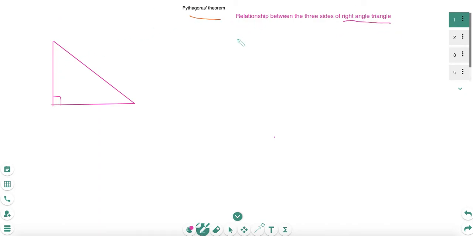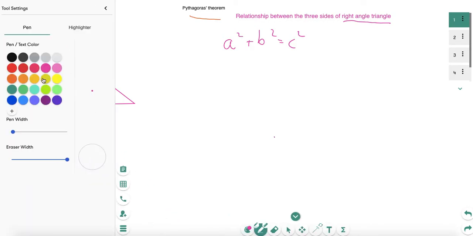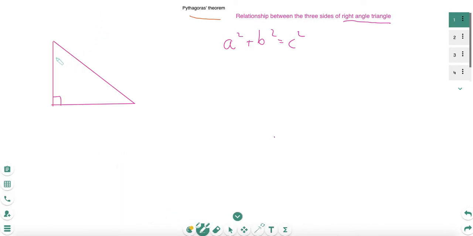And the theorem works like this. It's a squared plus b squared is equal to c squared. Let me explain what that means. And let's start with c. When we have a right-angled triangle, we can always label our triangle with an a, b, and a c. So let's start by labeling our triangle.